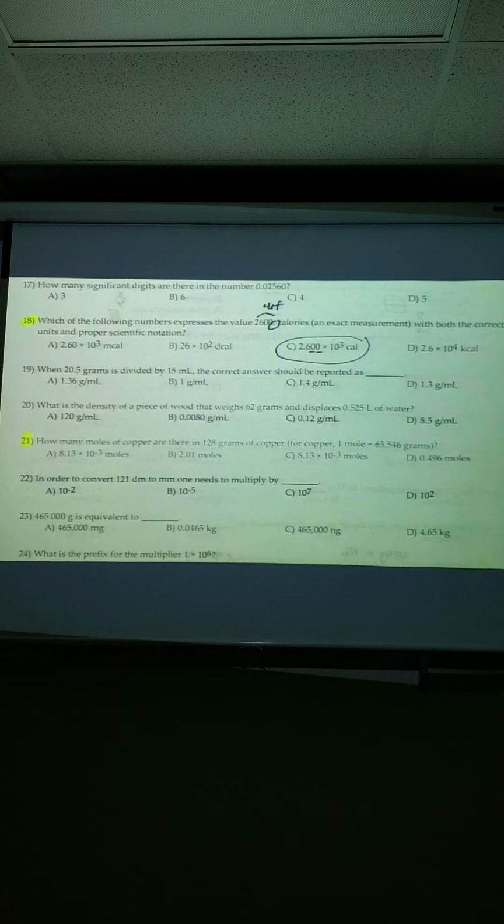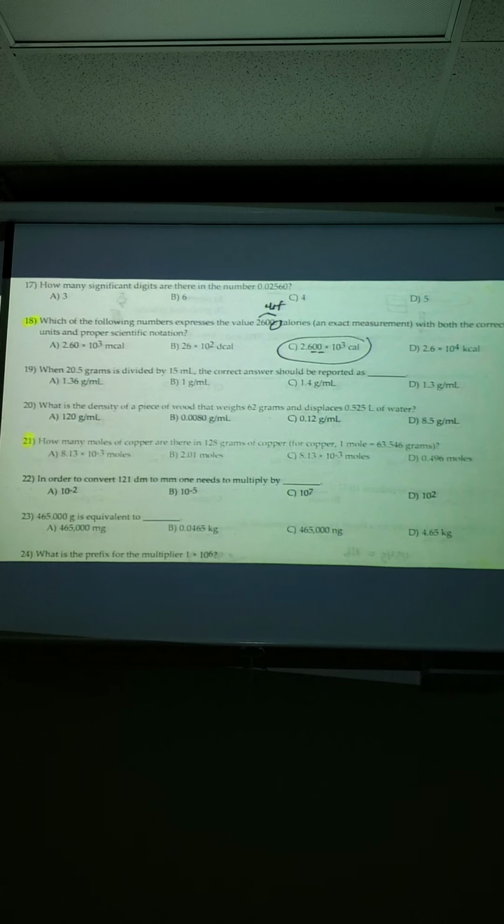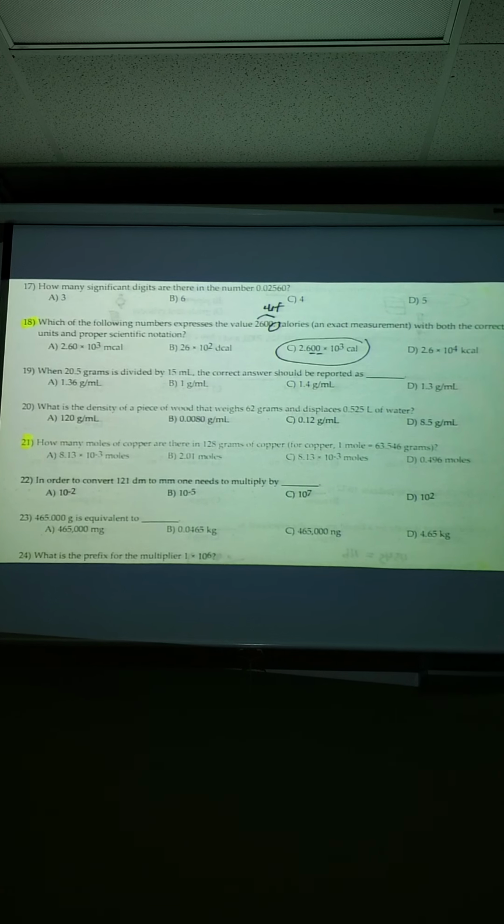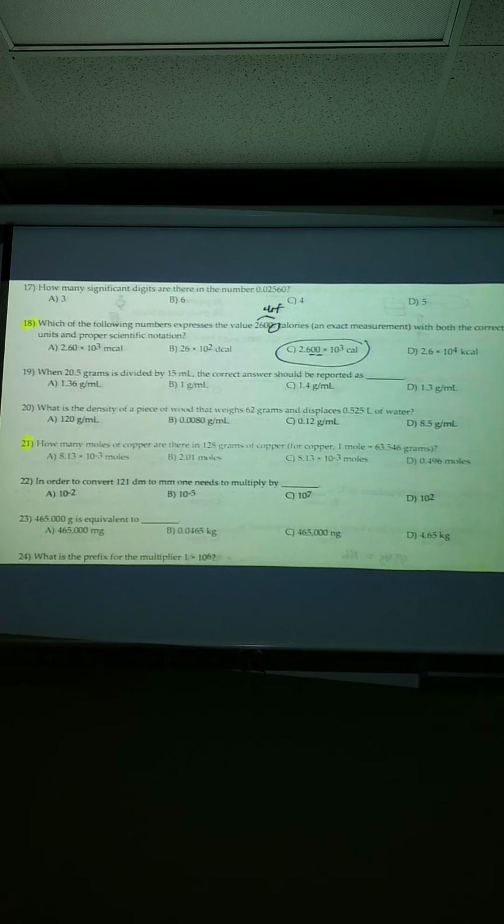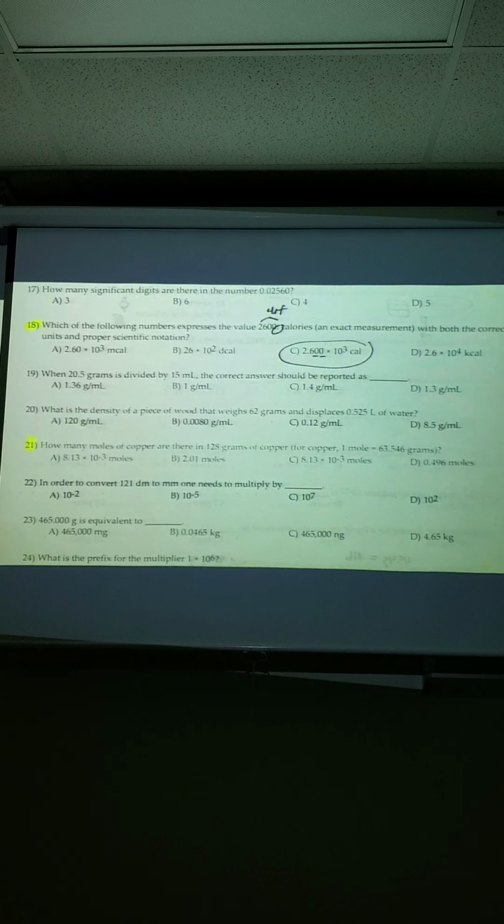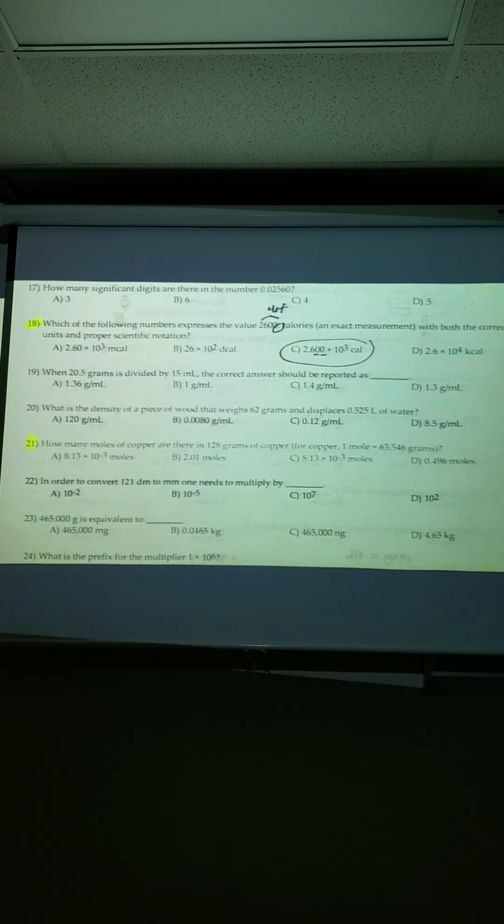Number 21 is a perfect introduction to our new chapter. Week 14 talks about moles, and this is the first problem with moles that we've seen in a while. We've seen them kind of scattered out. That's because we've jumped to later chapters before the next chapter that we're covering in the actual textbook.